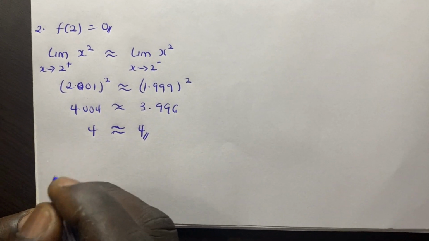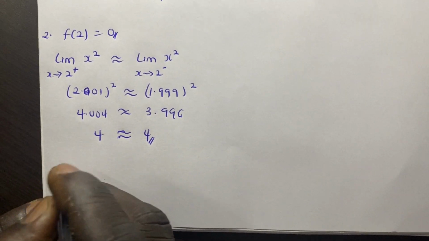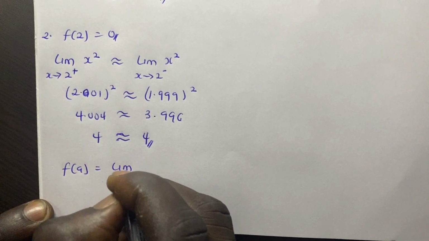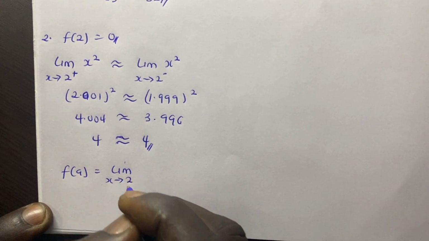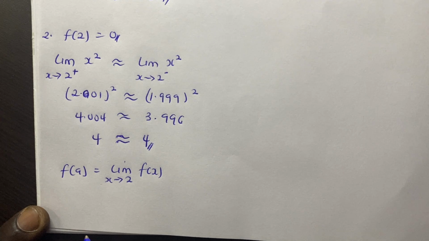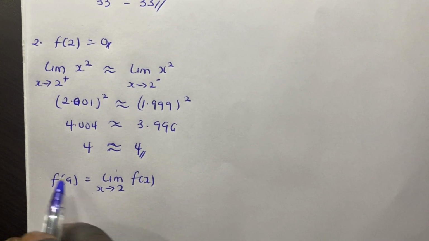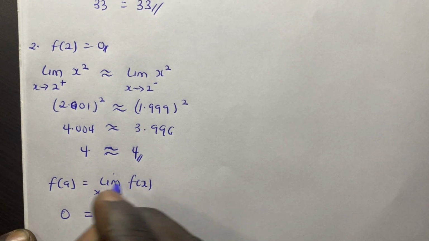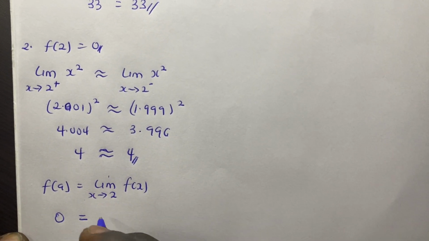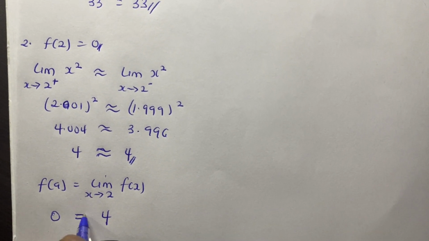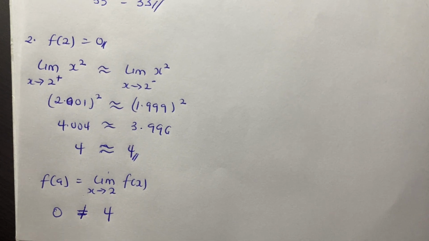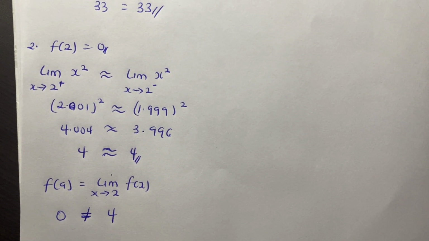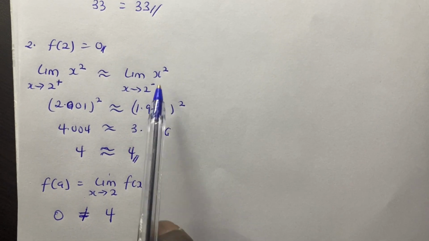And then lastly, for step 3, our f of a should be equal to the limits as x maps to 2 of our function, right? And for f of a, we had 0, and then the limits of our function is giving us 4, right? So it means that 0 is not equal to 4. So henceforth, we can conclude that our function is not continuous at x is equal to 2.